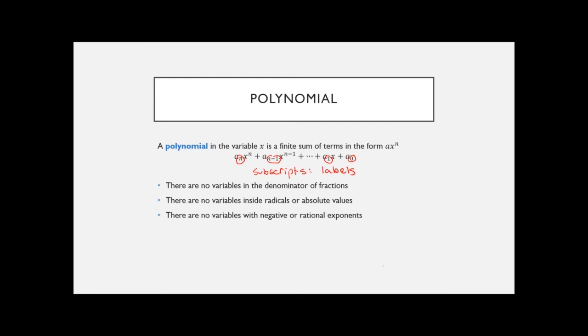So you're just adding things together that have exponents. The key of a polynomial is that there are no variables in a denominator of fractions. You can have fractions, but the variables are not in the bottom. There are no variables inside square roots or absolute values. And there are no negative exponents on variables, or rational exponents on variables. So there are no decimal exponents or fraction exponents. Those are the general rules for a polynomial.